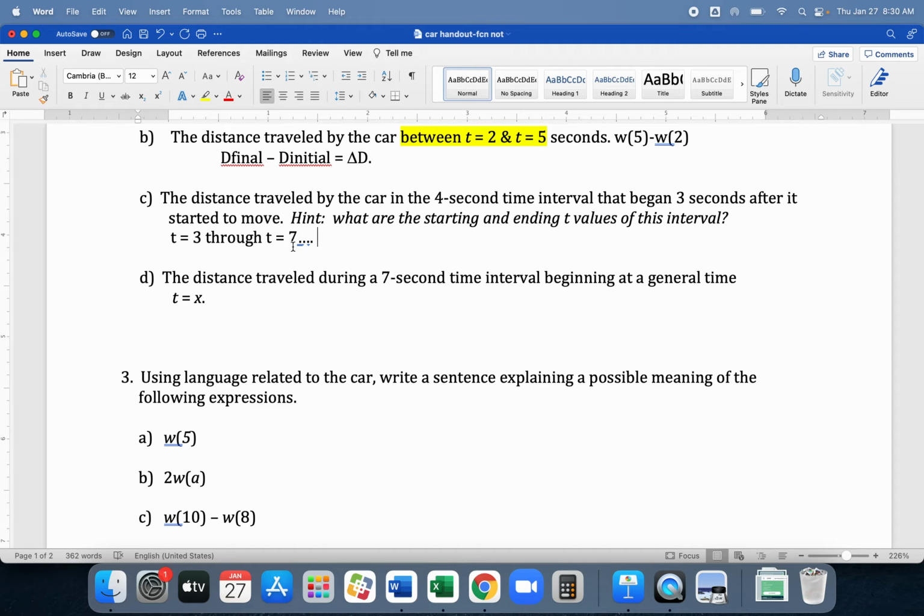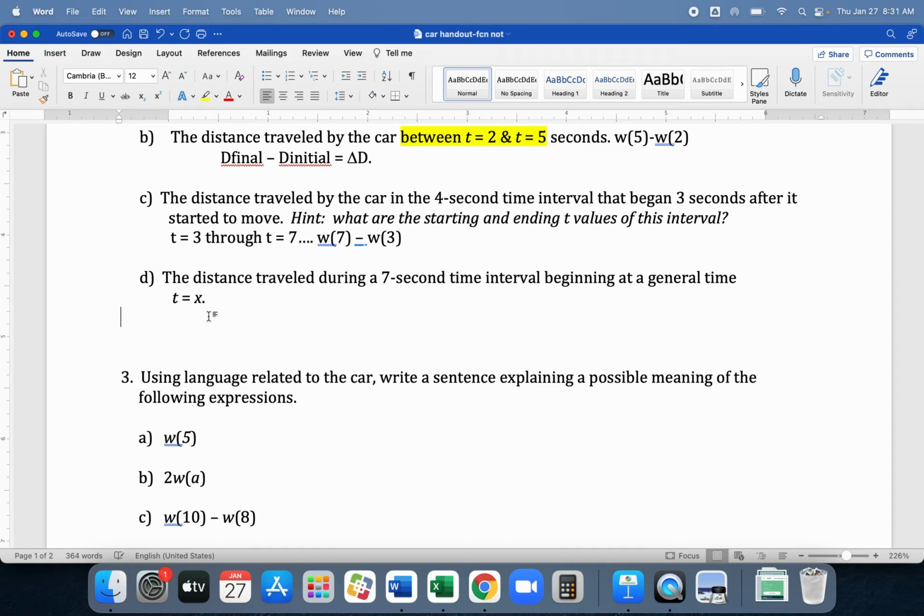So W of 7 minus W of 3. W of 7 minus W of 3 represents the distance that had been traveled by time 7 minus the total distance that had been traveled by time 3. So by subtracting those two, we find the distance it traveled in between those two points in time.